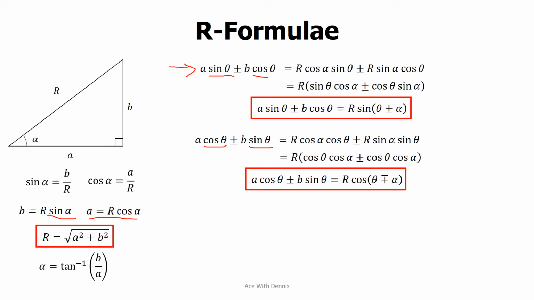So remember this formula. R is equal to square root of A squared plus B squared, and alpha is equal to tangent inverse B over A.